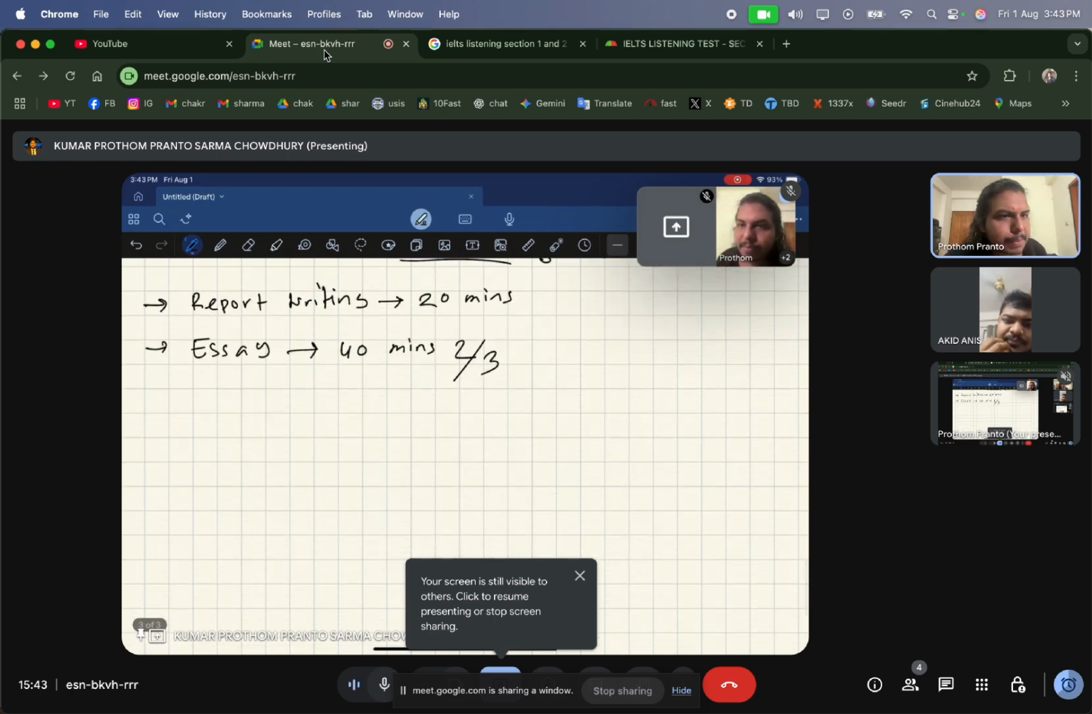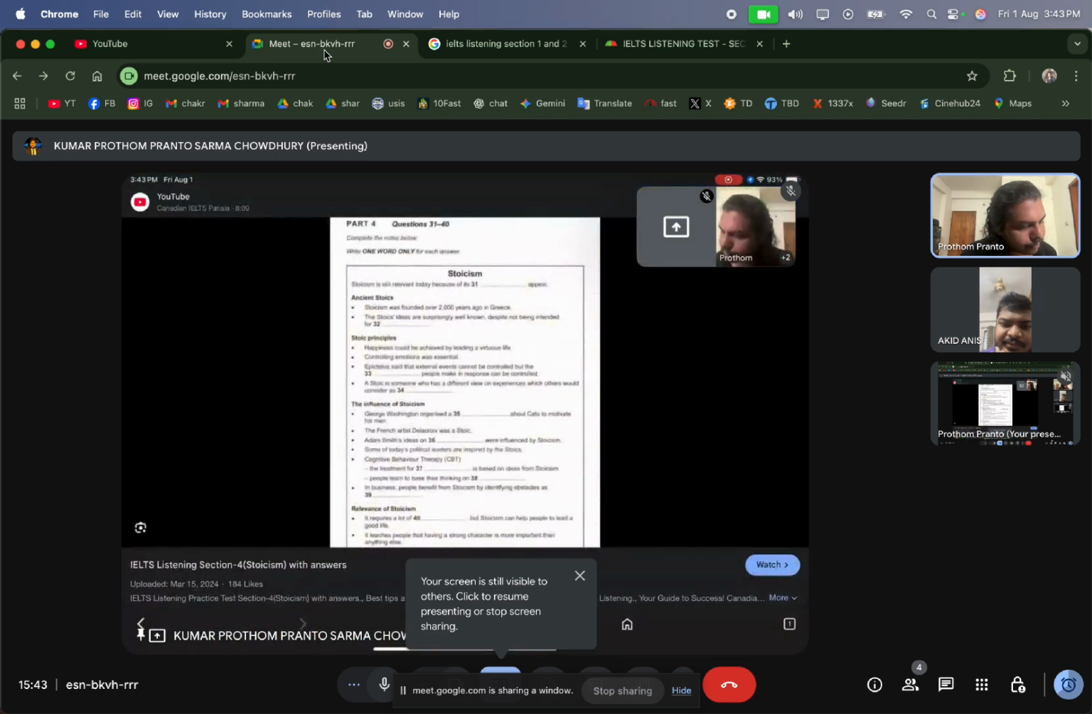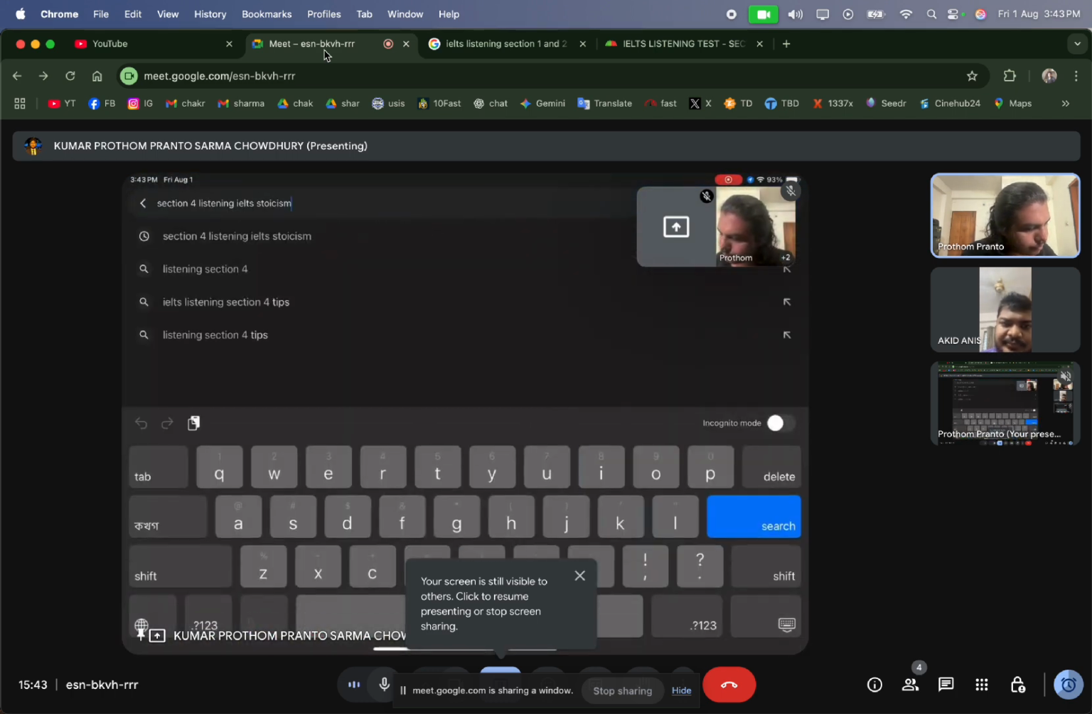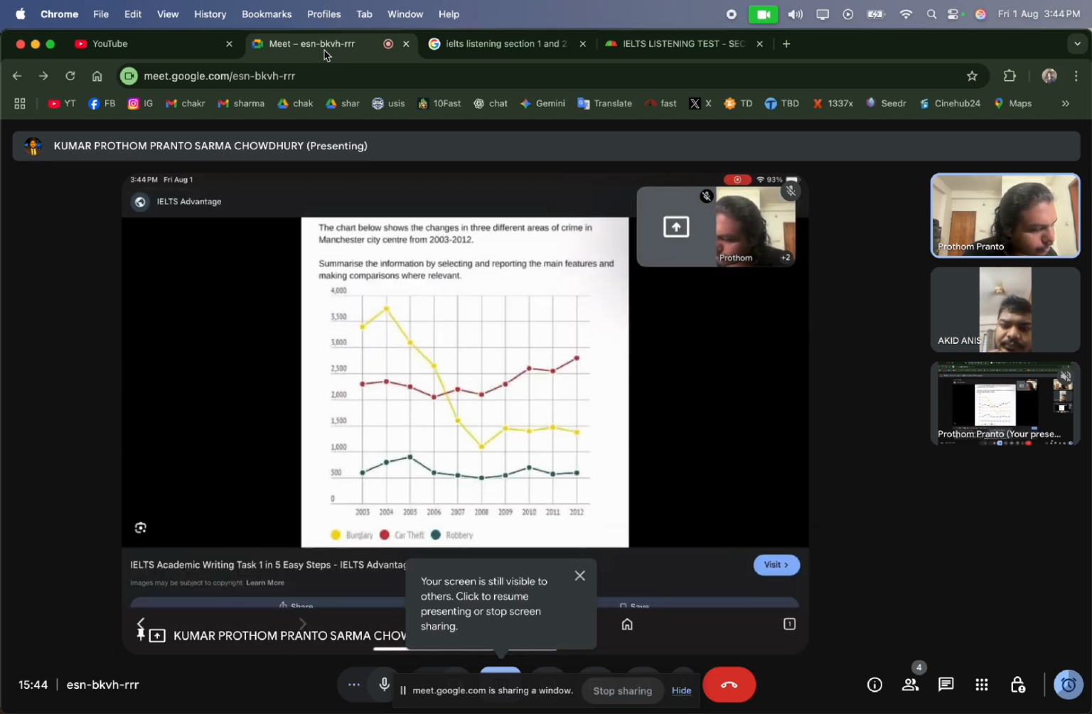So this is pretty straightforward. Let me show you a question. Writing task 1. Can you read the question? The chart below shows the changes in 3 different areas of crime in Manchester City Centre from 2003 to 2012. It's 3 different crimes: burglary, car theft, robbery. How the trend of crime changed over time.